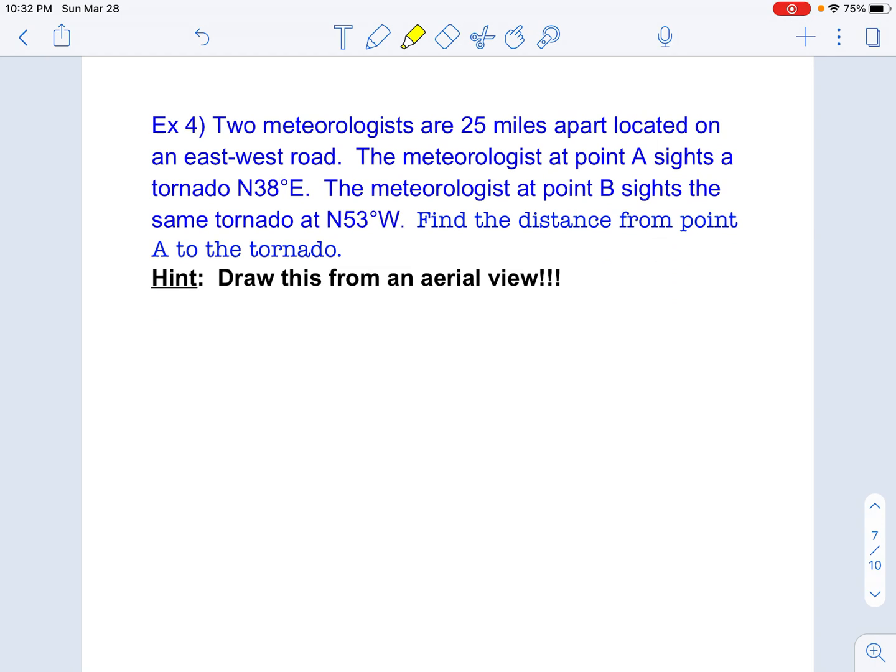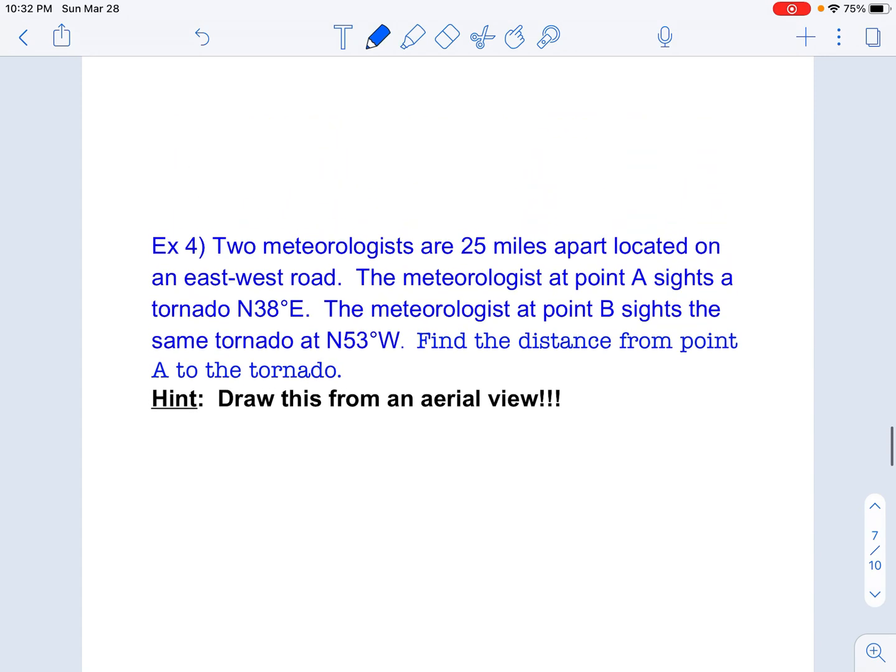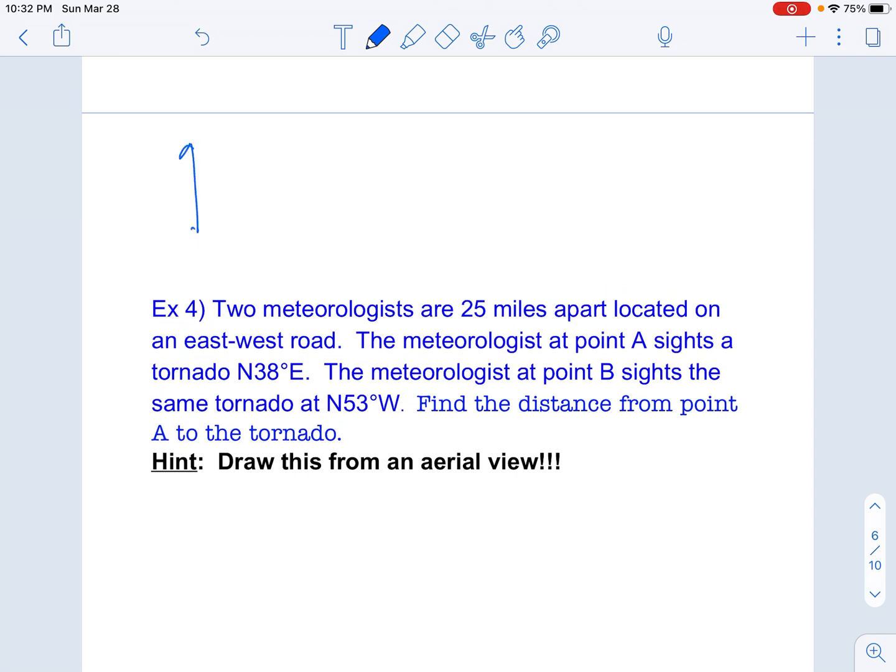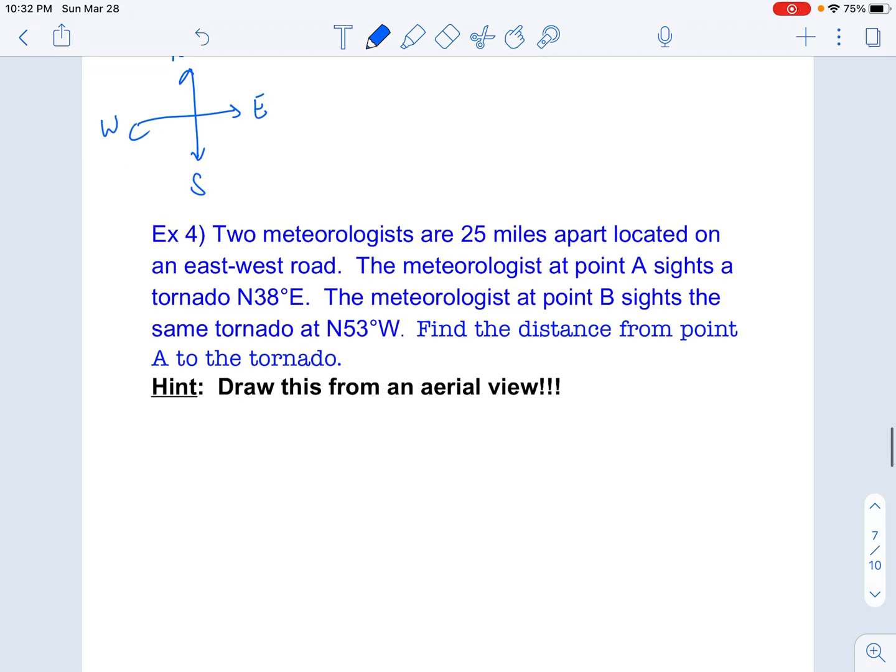All right, so let's take a look at one application problem. It says two meteorologists are 25 miles apart, located on an east-west road. So again, we know that on our compass, north is up, east is to the right, south is down, and west is to the left. So horizontally on an east-west road, we've got two meteorologists. I'm going to call meteorologist A over here, meteorologist B over here, and this is 25 miles. It says the meteorologist at point A sights a tornado north 35 degrees east.